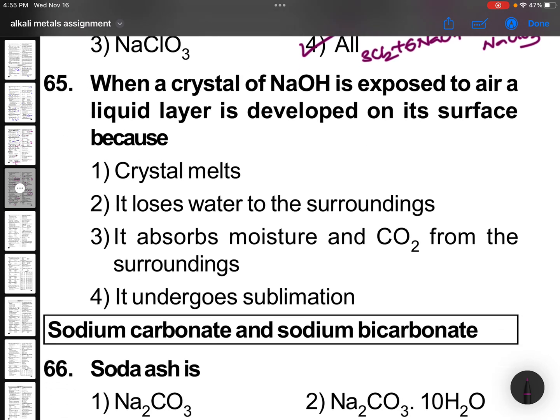When a crystal of sodium hydroxide is exposed to air, a liquid layer is developed on its surface because, as usual, it absorbs moisture and CO2 from the surroundings. NaOH is hygroscopic, deliquescent, so it takes moisture, and NaOH is a base, so it can take carbon dioxide also.